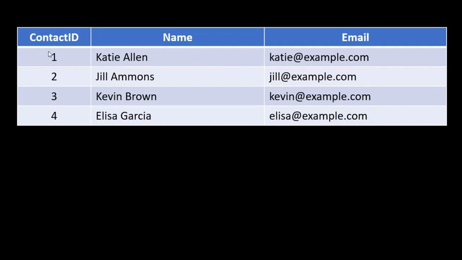We also have this contact ID number stored here. So this first column is the contact ID column. The next column is the name column. It contains people's names. And then the last column is the email column, which contains our people's email addresses.